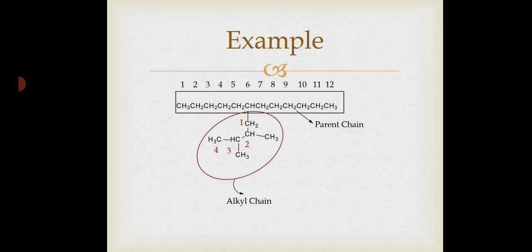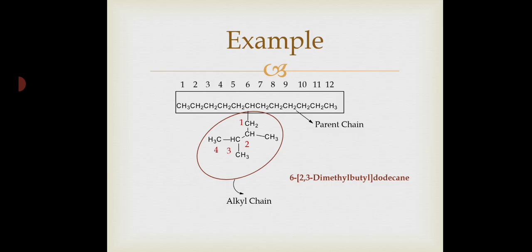Now, this 2,3-dimethylbutyl, the name of this branch chain alkyl should be written in the parenthesis. So, what will be the IUPAC name of this big compound? Let's see. The IUPAC name of this compound is, see, the branch alkyl chain is written within the parenthesis: 2,3-dimethylbutyl. This branch chain should be written in the parenthesis.